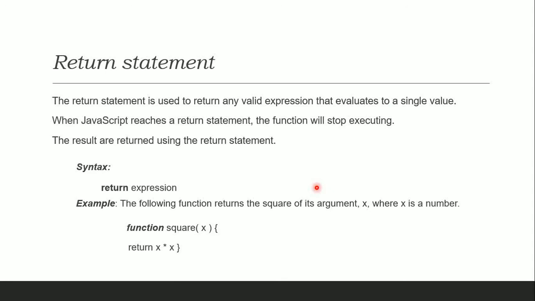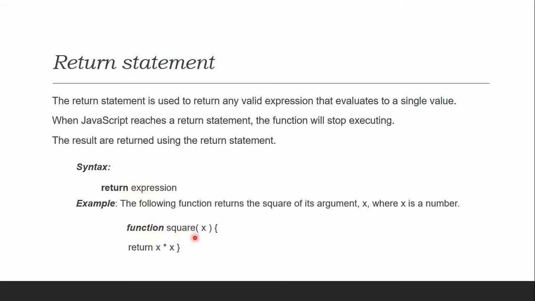The return statement in a function is used to return any valid expression that evaluates to a single value. And at the same time, when the interpreter reaches this statement, it will stop executing that function. And the results are always returned using the return statement. The syntax is return and then there's an expression. A good example is the square of a number.